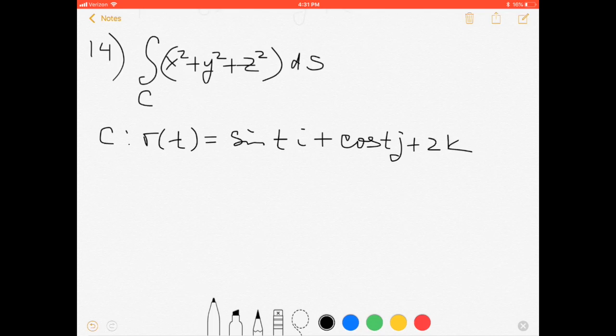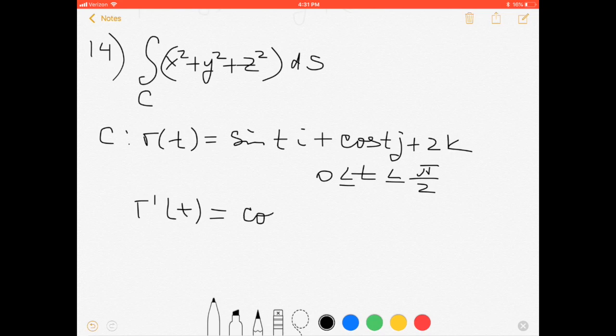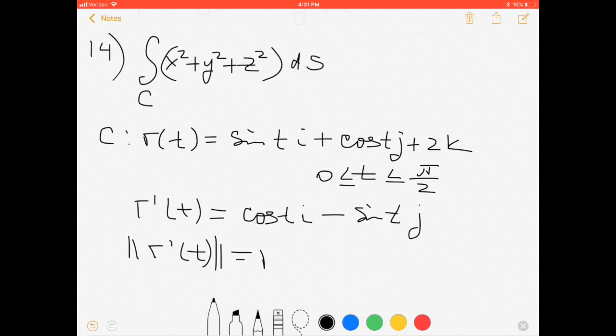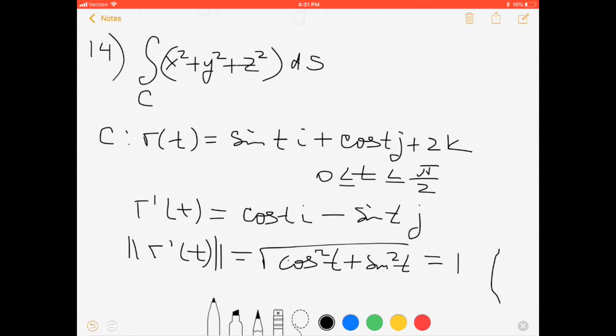How do we evaluate our integral for this situation? Yes, and t is changing from 0 to pi over 2. Okay, great. First we need to find the derivative of r of t. It will be cosine t i minus sine t j, and the derivative of 2 is 0. The norm of this vector will be the square root of cosine squared t plus sine squared t, which gives me exactly 1.